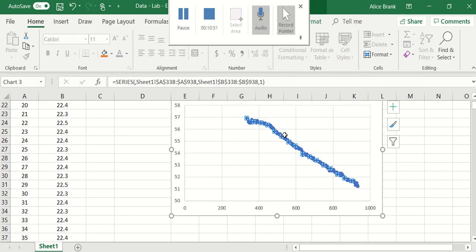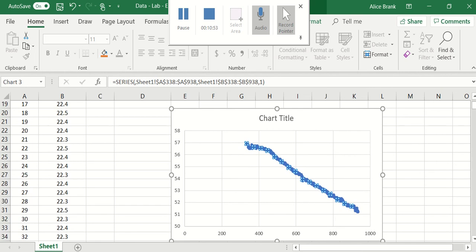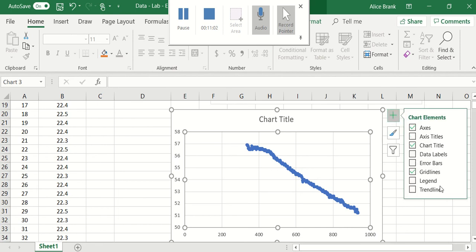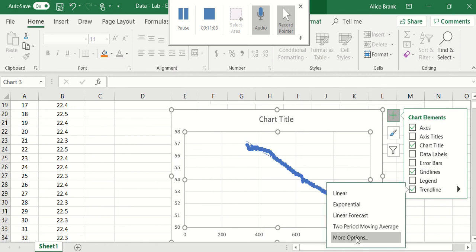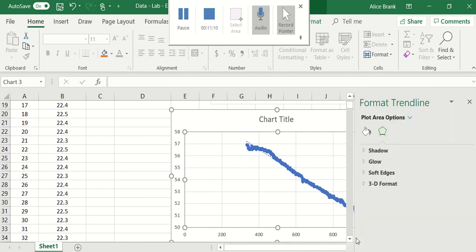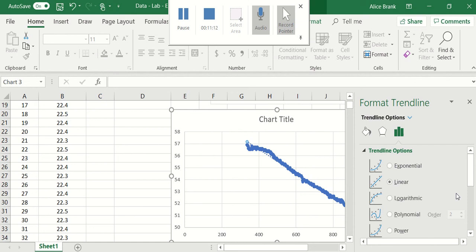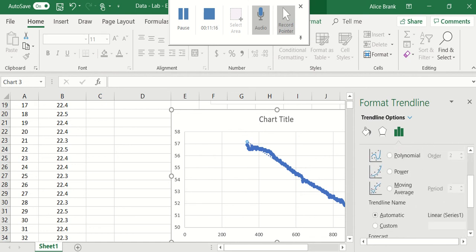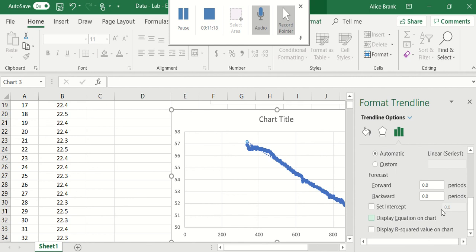So for this one, watch this. This is the data that I want the best fit line for. Go back to the line, pick line, then I go to more options. I need to actually see the formula. Linear fit. Make sure you don't select anything else. I need to see the equation.